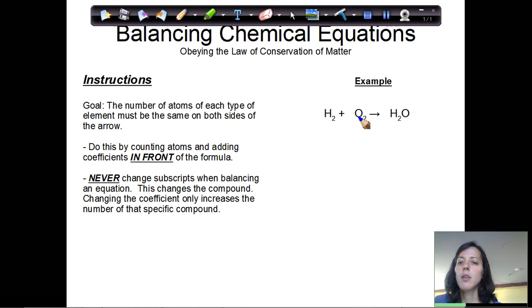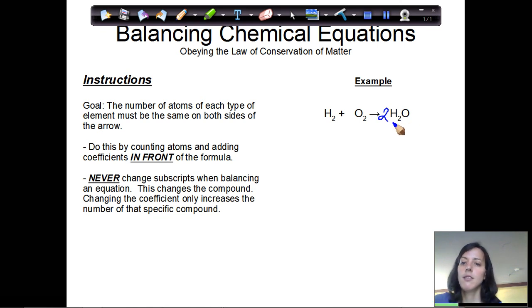Some people might be like, oh, well, we can just cross out this 2, and then we have one oxygen on both sides. No, we can't change the subscript. So we always will add more atoms. We will never reduce the number of atoms. So you can put a 2 out front over there, and that gives us two oxygens on this side, and that 2 goes to the entire molecule. It goes to the H as well as to the O. So now we have two oxygens on both sides.